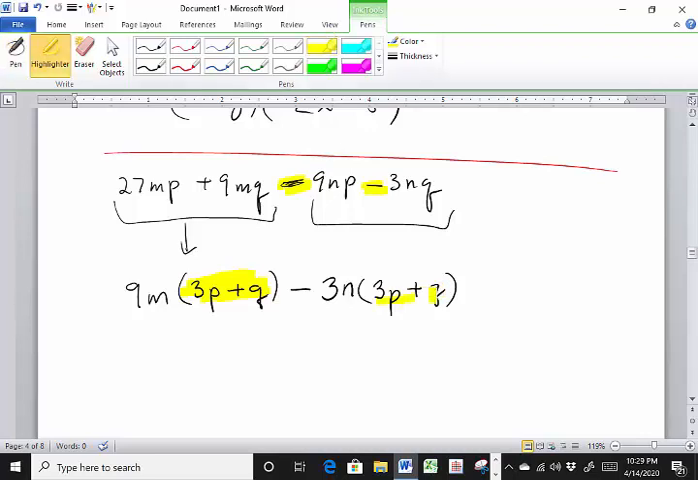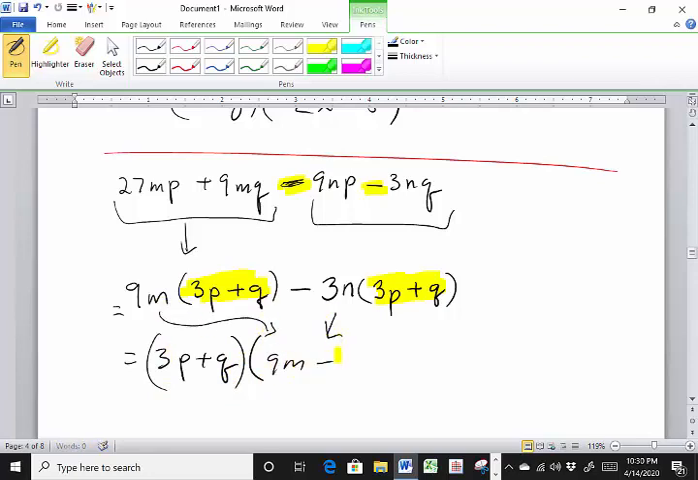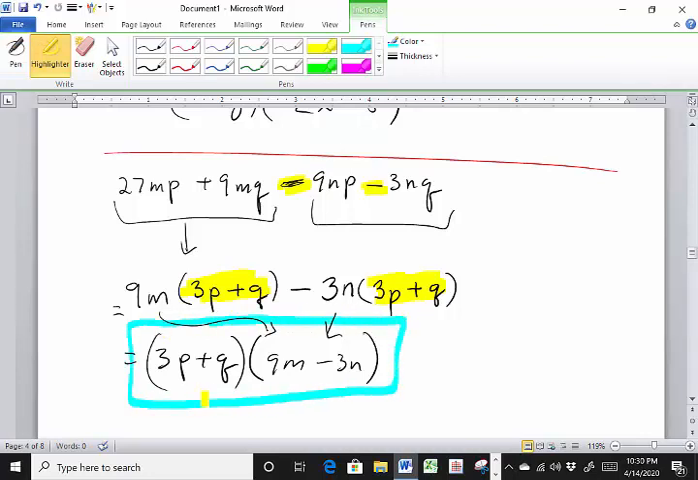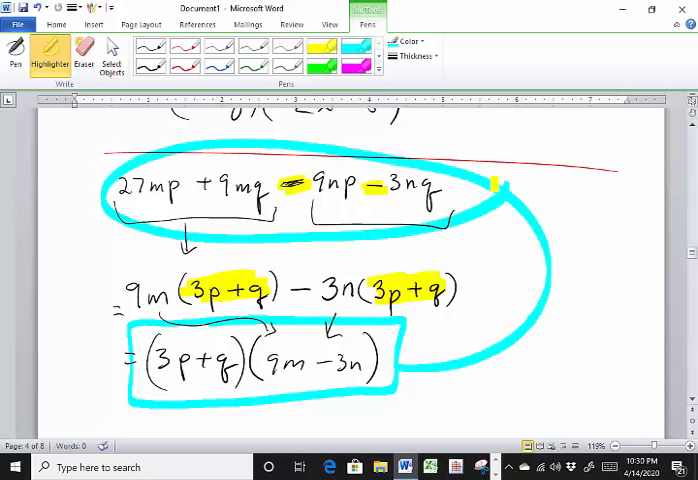And there we have our same common factor of 3p plus q. So this equals 3p plus q times what? Got to have that in parentheses. Well, 9m minus 3n. And of course, if you multiplied all this out, you should check this. You should actually do this. So I would pause the video, multiply this all out using the distributive law, and you better get this right here.